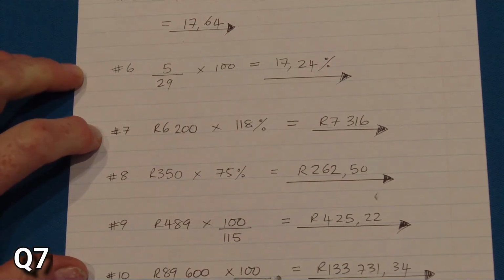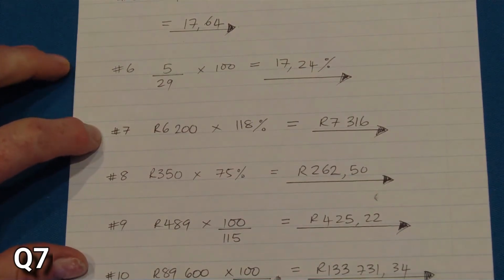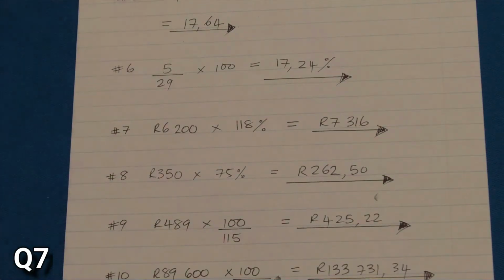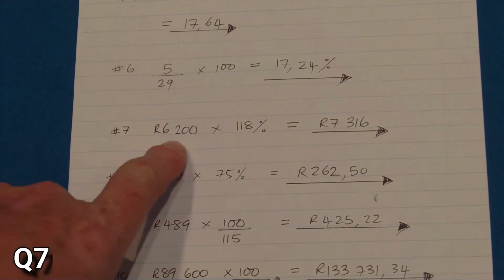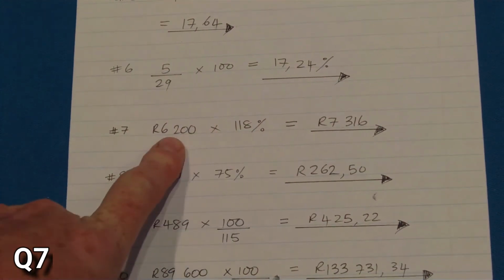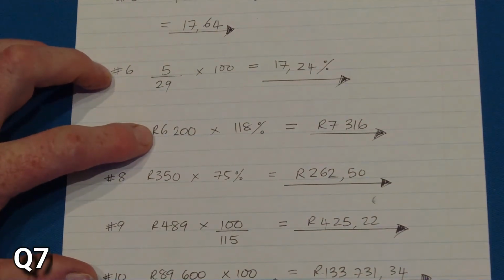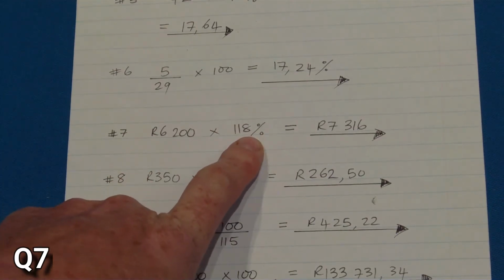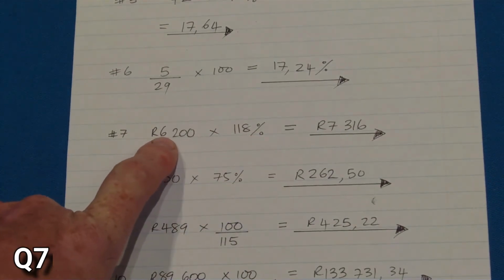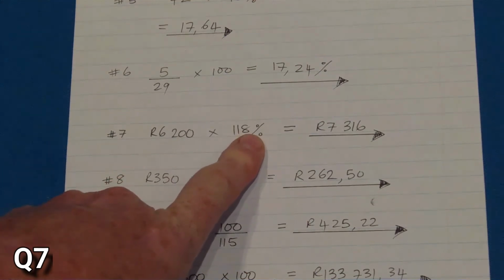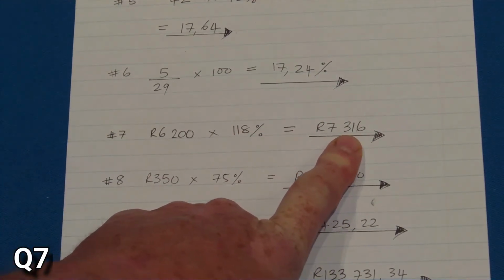Number 7, increase 6,200 by 18%. Okay, so this is the same as the first questions, 4 and 5. The only thing is once you've found the percent, you have to add it on. Another way of doing that is just by finding 118% of 6,200, and then it goes straight to the answer. If you multiply 6,200 by 100%, you'll see the answer remains 6,200. So if you want to increase something by 18%, multiply it by 118%, and then it goes straight to the final answer.